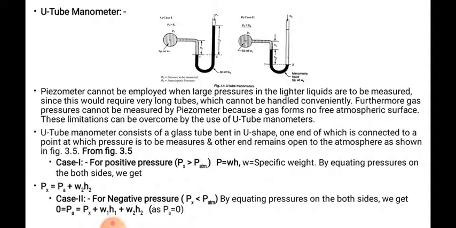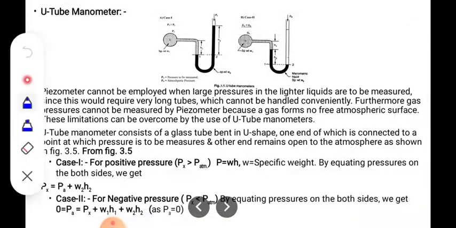These limitations can be overcome by the use of U-tube manometers. A U-tube manometer consists of a glass tube bent in a U shape, one end of which is connected to a point at which pressure is to be measured, and the other end remains open to the atmosphere, as shown in the figure. In the figure we can observe that one end of the U-tube manometer is connected to the pipe, the point at which we have to measure the pressure, and the other end is open to the atmosphere.